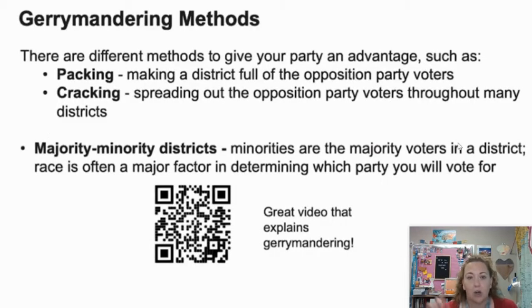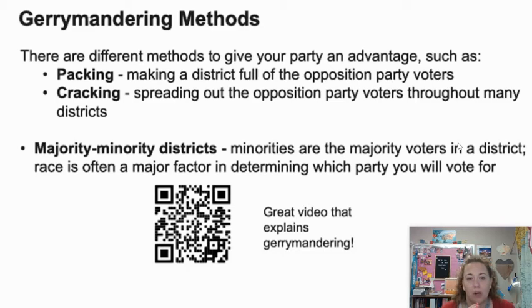All right. Cracking, packing, those are different methods to give your party the advantage. So basically, they pack all the same color, if you will, into one area. Cracking, they might actually draw the line straight down the middle of a previous district to split those beads or whatever up.